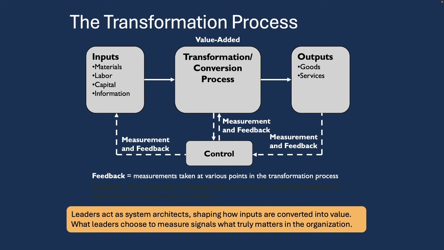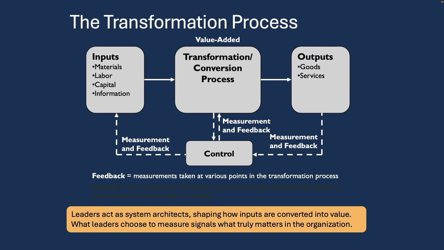Operations can be viewed as a transformation or conversion process. Inputs, such as materials, labor, capital, and information, are transformed into outputs, which are goods and services. Leaders act as system architects in the process. They determine how work flows, where resources are allocated, and which constraints shape behavior. Well-designed systems make success repeatable. Poorly designed systems make success dependent on extraordinary effort.